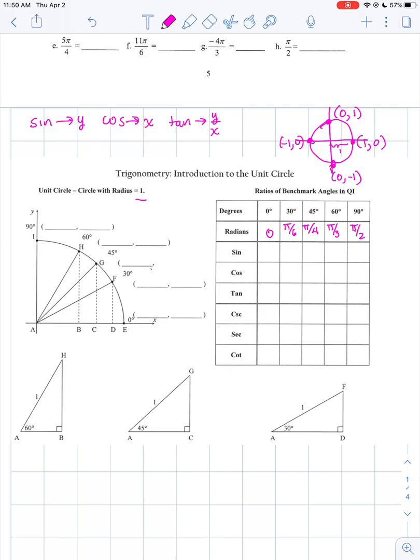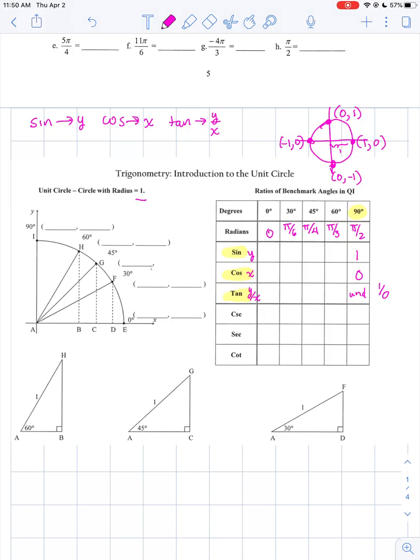So for your 0 degree column, actually what I'm going to have you do is fill out what you think sine, cosine, and tangent are for 90 degrees. So at 90 degrees, I have the coordinate point 0, 1. So sine being associated with y, cosine with x, and tangent with y over x. The y value at 90 degrees is 1. The cosine value is the x value, which is 0. And tangent is y over x, where we're trying to divide by 0, which we can't. So tangent at 90 is undefined.